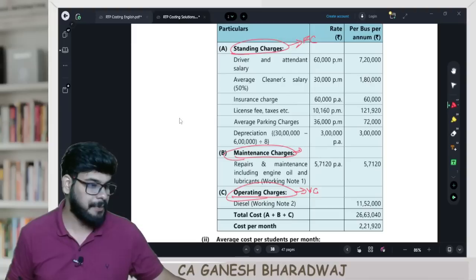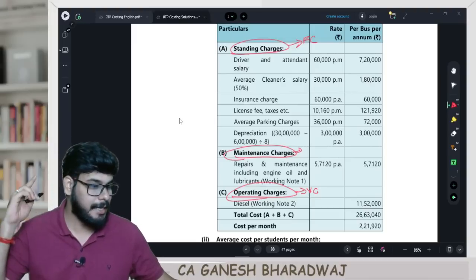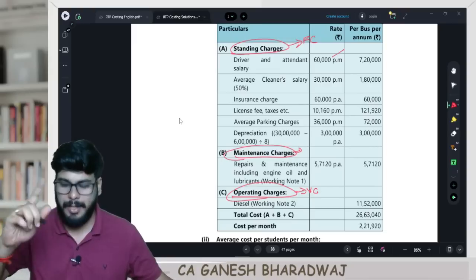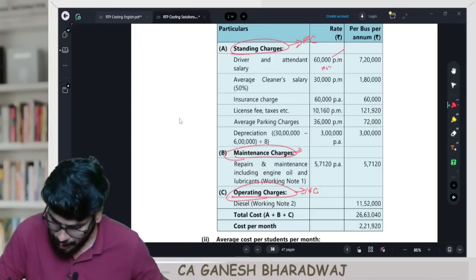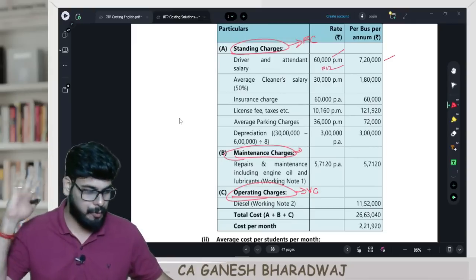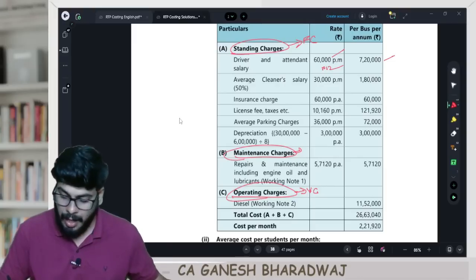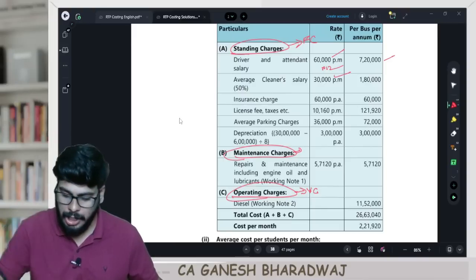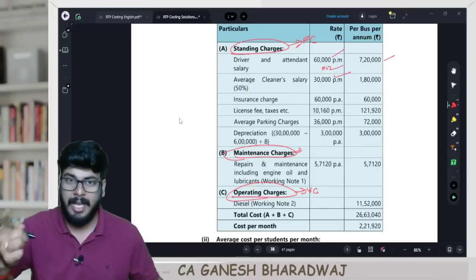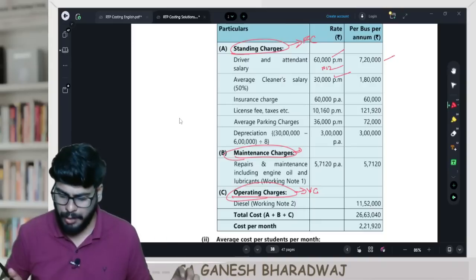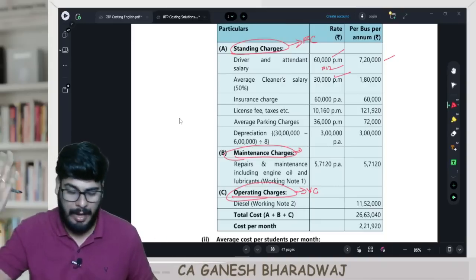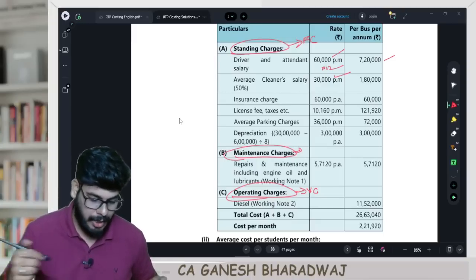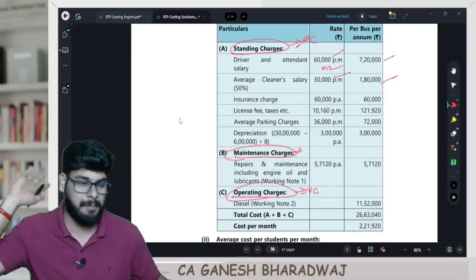Standing charges. The first one, driver and attendant salary. They have given 60,000 rupees per bus per month. Per annum, it's going to be 60,000 into 12, so you get 7,20,000 rupees. Next, cleaner salary. How much is it? 30,000 per month, but they have given one cleaner for two buses. So it's going to be 30,000 into 50%, or you can do into 1 by 2, into 12 months. So 30,000 into 1 by 2 into 12 months gives you 1,80,000 per bus per annum.